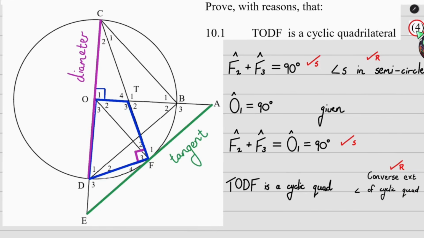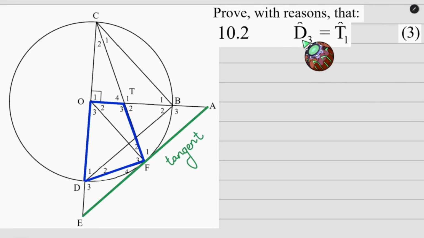Having a look where the 4 marks come from, you get 2 marks over here for your reasons, and then we get 2 marks for this statement as well as this statement. Next up, we need to prove that angle D3 equals angle T1. Right now, D3, I'm noticing it's an exterior angle of that cyclic quad we just proved. And I know a theorem with the exterior angle of a cyclic quad. If I follow it to the opposite interior angle, they're going to be equal.